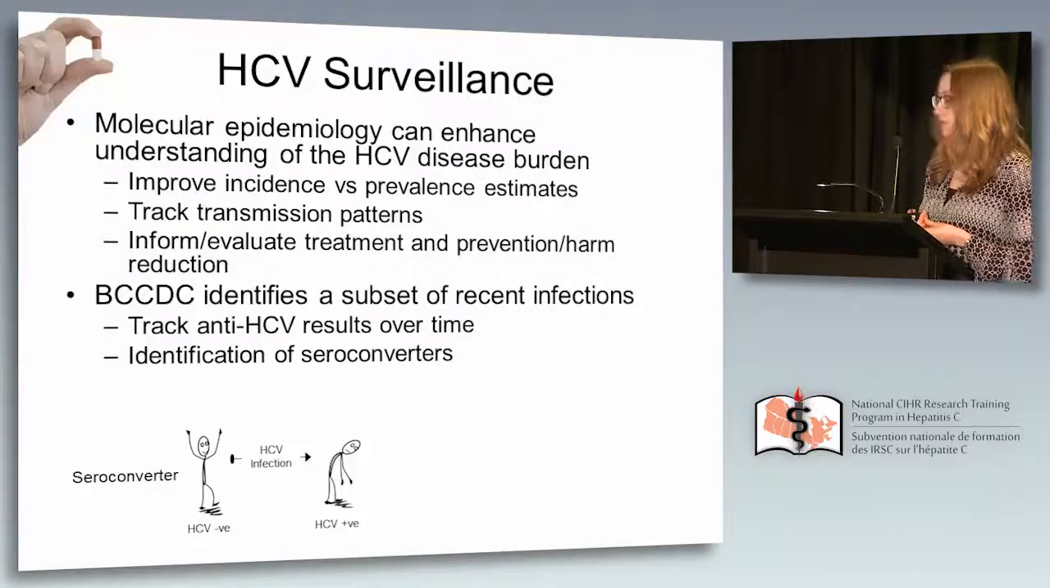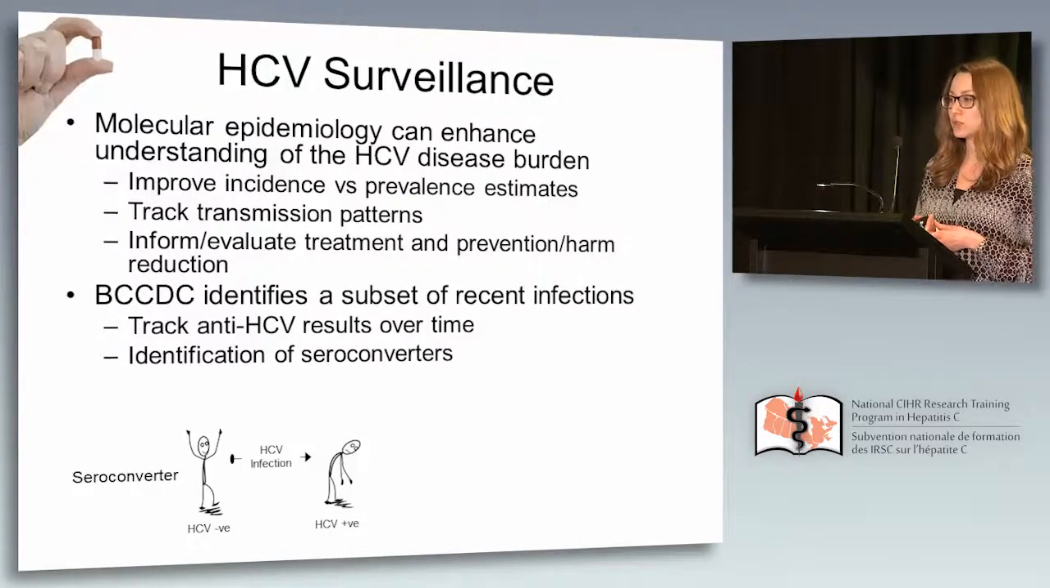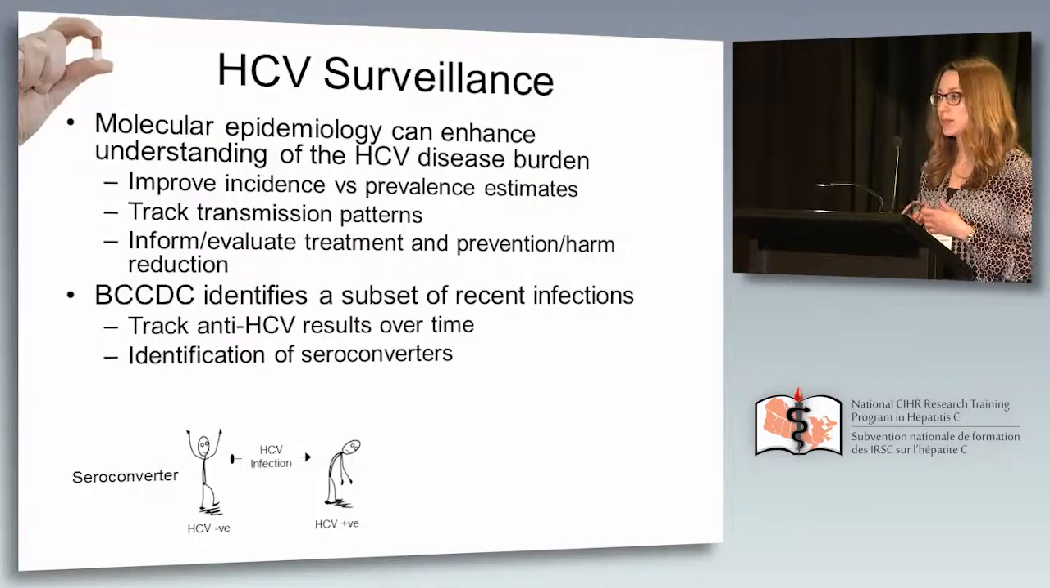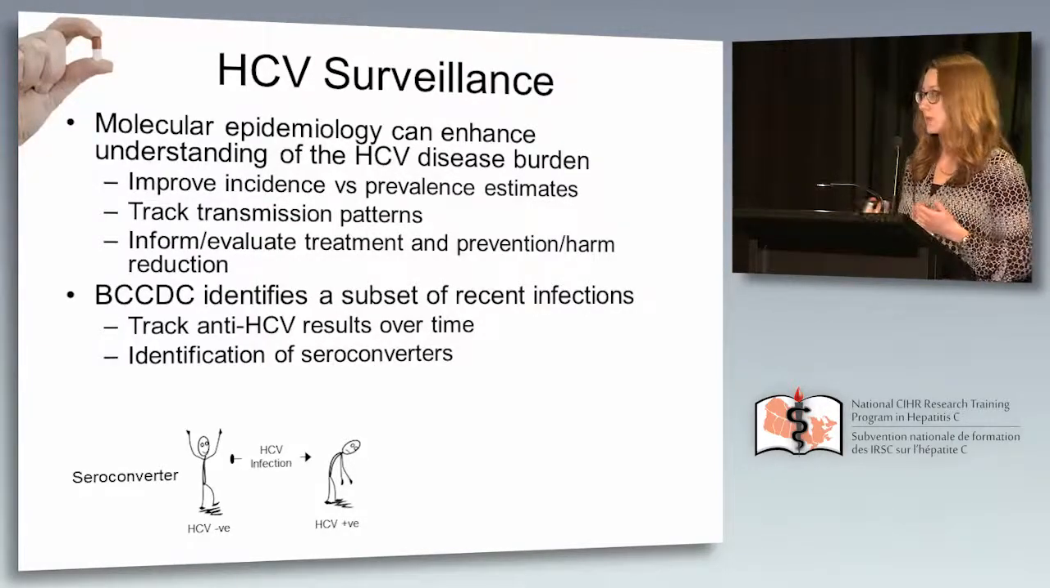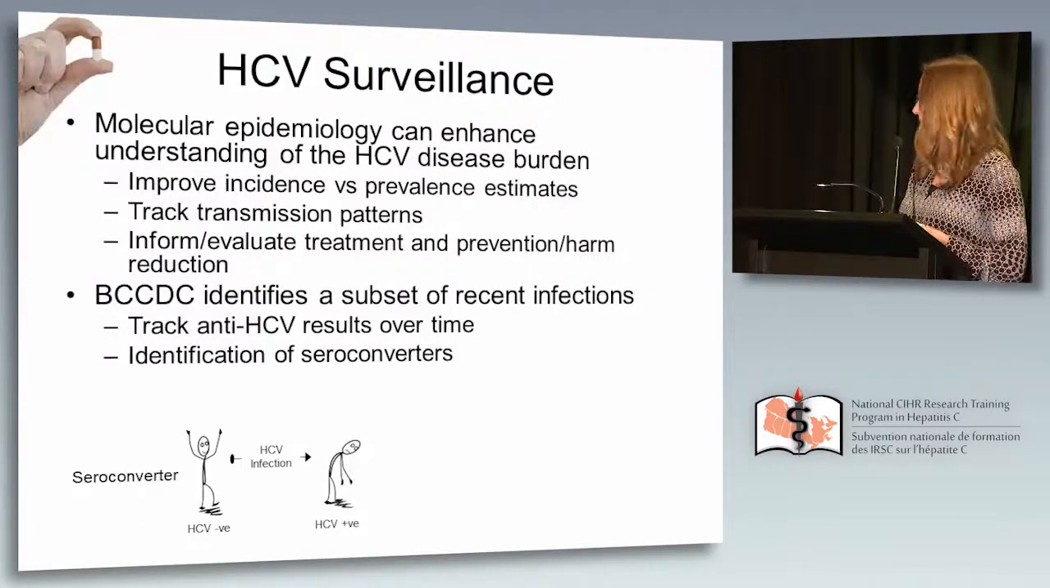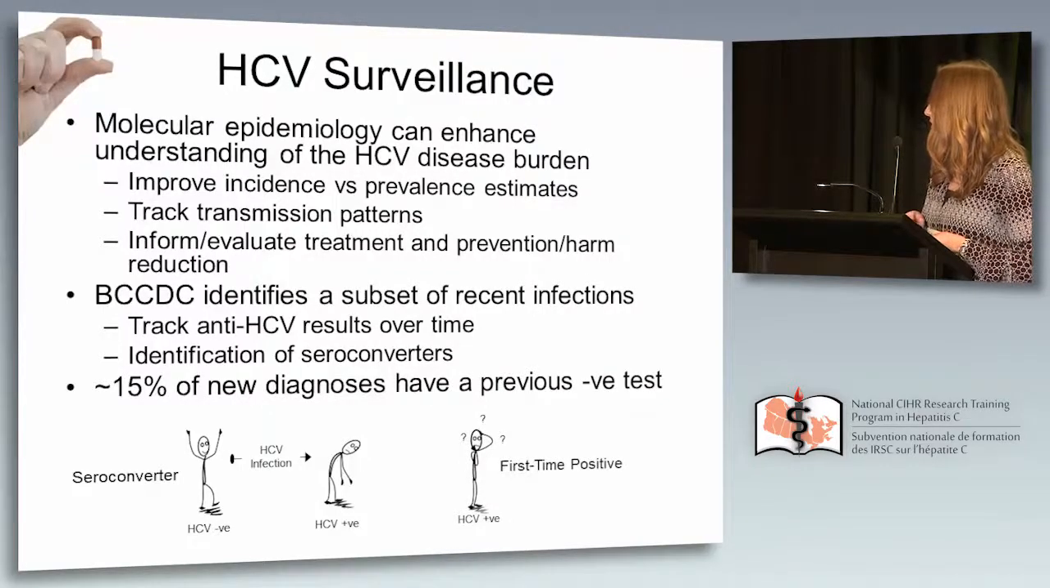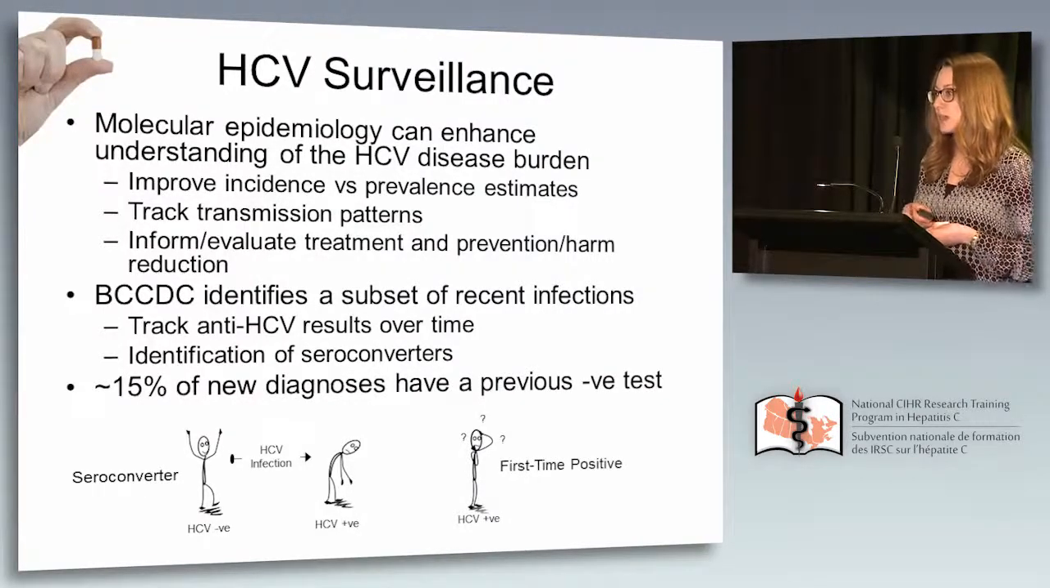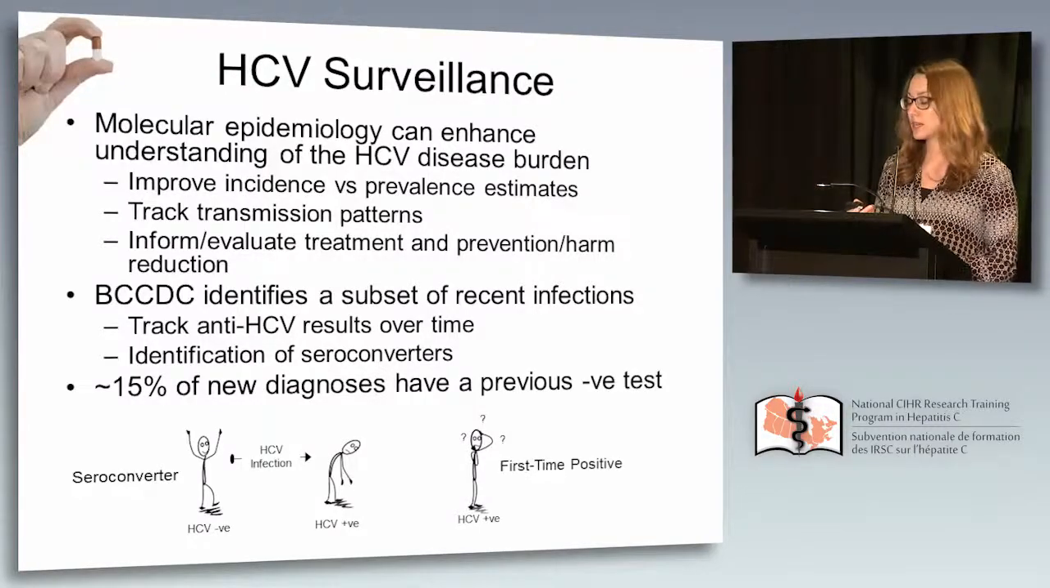Through this, we can identify seroconverters, and those are individuals who test negative at one point in time and then later on test positive. So we can estimate when they were infected, obviously sometime between point A and point B, and identify a certain number of recent infections in this manner for improving incidence estimates. But unfortunately, only about 15% of new diagnoses have a previous negative test available. So for the remaining people, we don't know when they were infected.